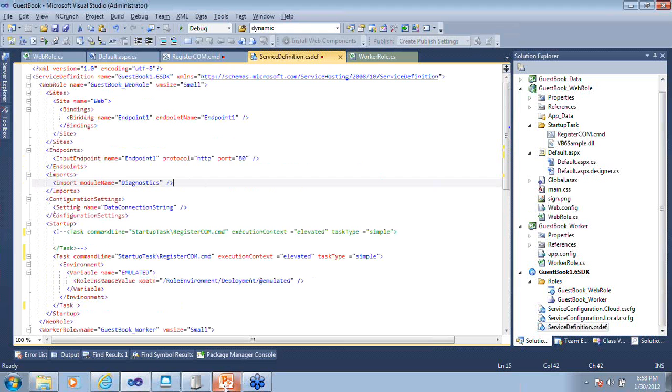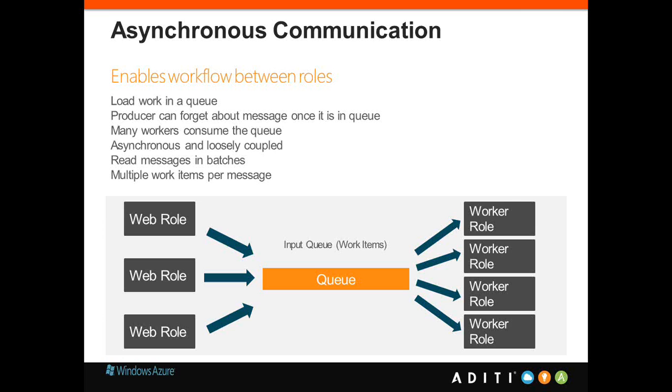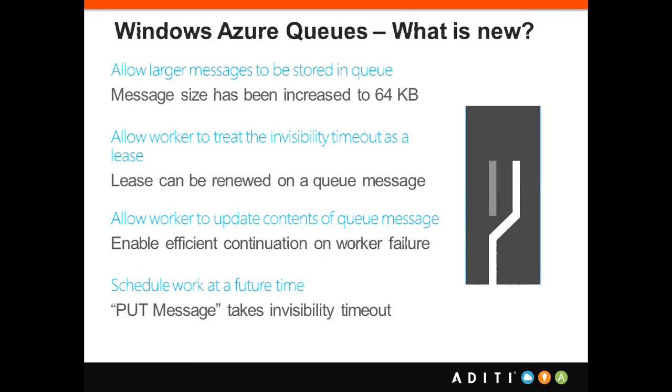Let us go back to our presentation. Before we close this presentation, I just wanted to update you on the new things which got updated in Windows Azure queues. Earlier it was possible to have only 8 KB of message in a queue. Now they have increased the size, and you can add 64 kilobytes of message, like strings.